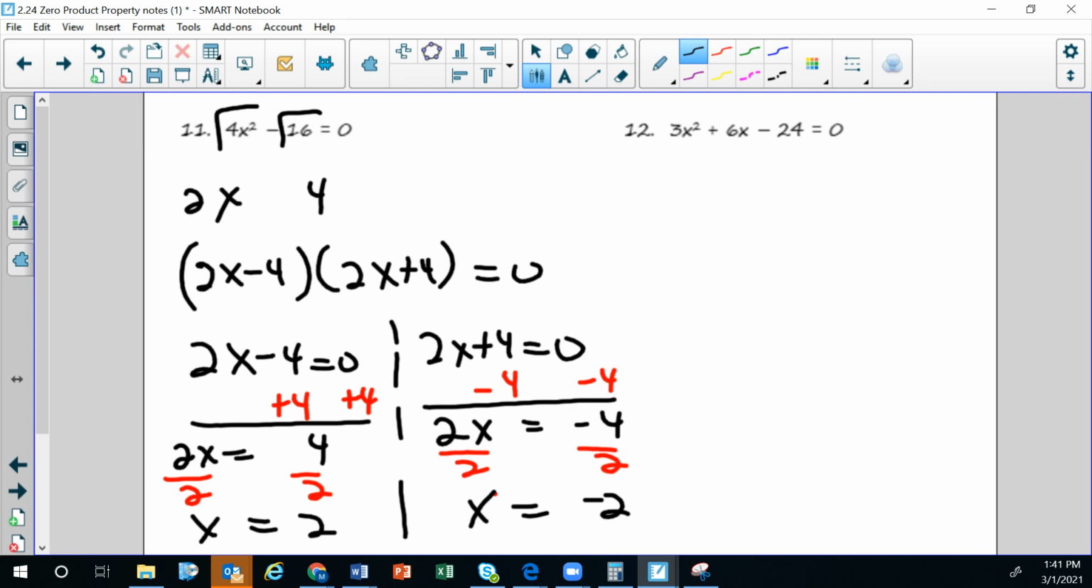And number 12, I'm not going to talk through number 12, I'm going to let you do that. But one thing you can do is, if you notice, 3 is a common factor between 3, 6, and negative 24. So if I divide each term by 3, I'll get x squared plus 2x minus 8. I'm sorry, this is a 2x right here. So this is a lot easier to solve than 3x squared plus 6x minus 24.